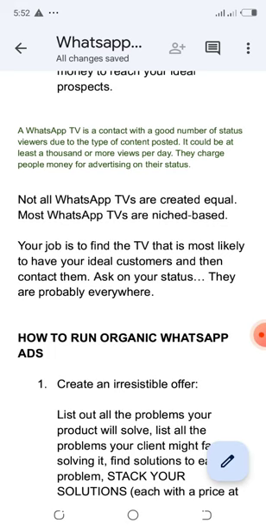So you need to know the niche. WhatsApp TVs are niche based, so you need to know the niche these people are in. For example, if I build my audience up to that position, I can say, okay, I'm a WhatsApp TV, advertise with me. What you would advertise mostly would be things related to money, because that is where I focus.